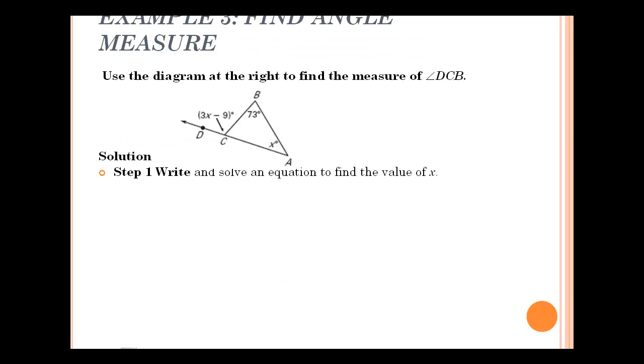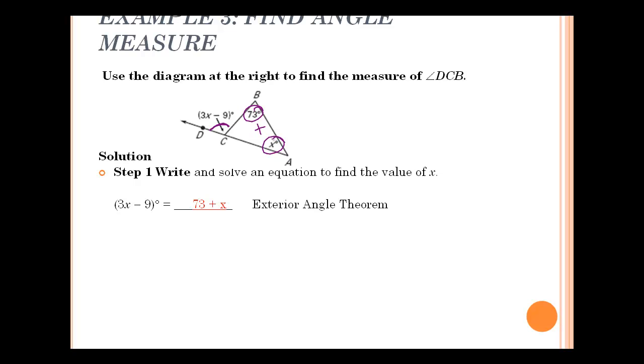So let's use those. Example 3, find the angle measure. Use the diagram at the right to find the measure of angle DCB. So in order to do this, our first step is going to be to write and solve an equation. So we have 3x minus 9 equals 73 plus x. Since this is an exterior angle, it's going to equal the sum of these two interior angles. So we got 73 plus x.